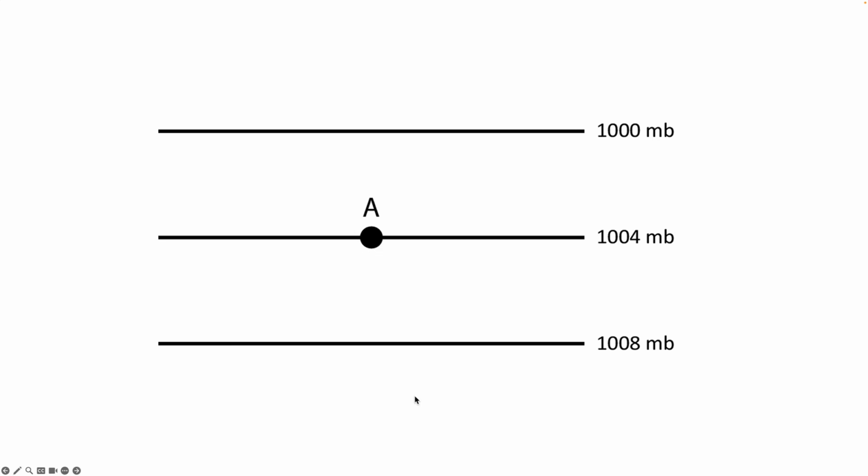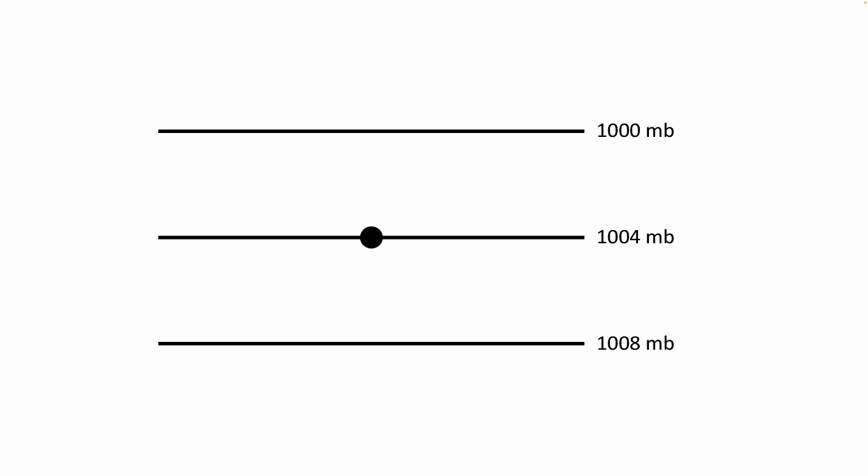What I'm going to do in the next slide is take that A away, and put in the pressure gradient force. The pressure gradient force is a force that acts on air where pressure changes over distance. And the pressure gradient force is always directed from high to low pressure, and it is perpendicular to the isobars.